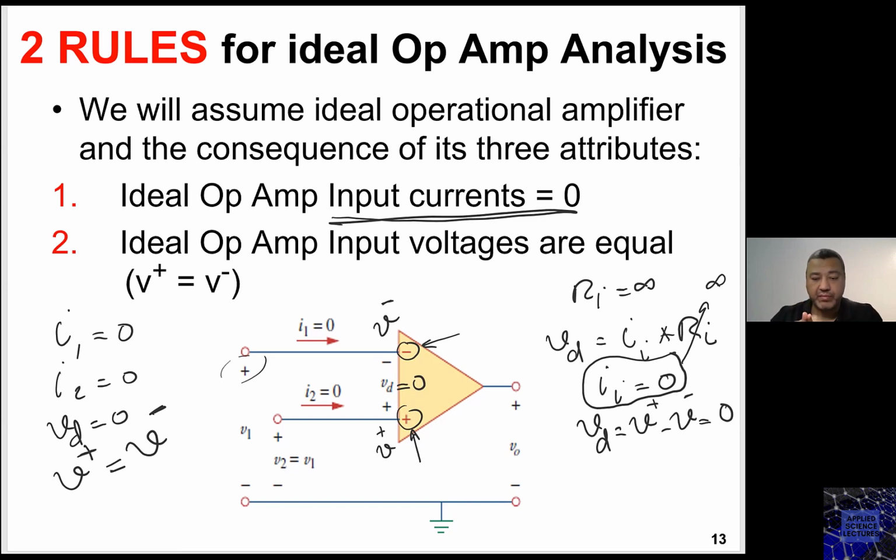Rule number one, the operational amplifier is not going to withdraw current from either input. Rule number two, the potential at the inverting input will be equal to the potential at the non-inverting input. Those are the two rules that we will be using in analyzing our operational amplifier circuits. Any questions so far?